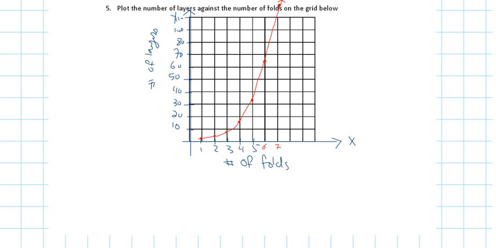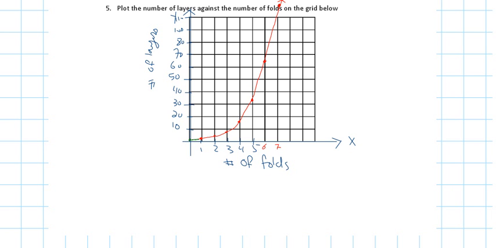We see that at the beginning we have a slow increase, right here, but then we have a sharp increase later on. Okay? Now, my question to you is, if I had 0 folds, how many layers did I have? 1. So if I want to add a point here, I can add a point right here, which is at 0, it's going to be 1 layer, right?